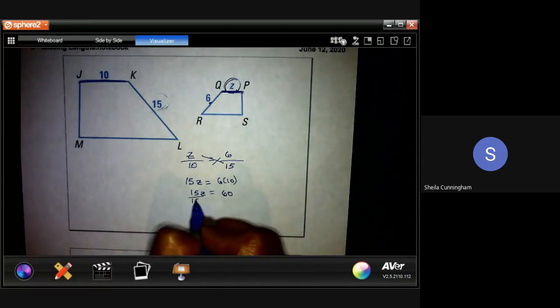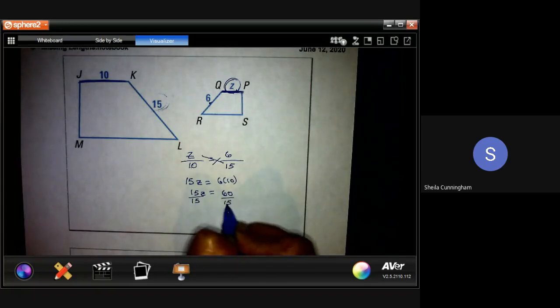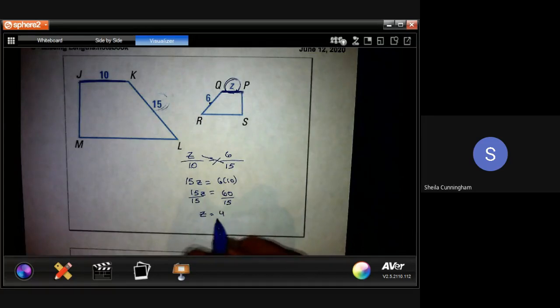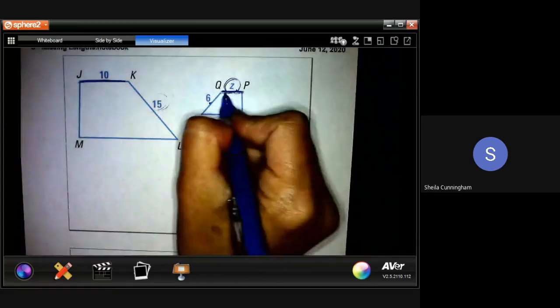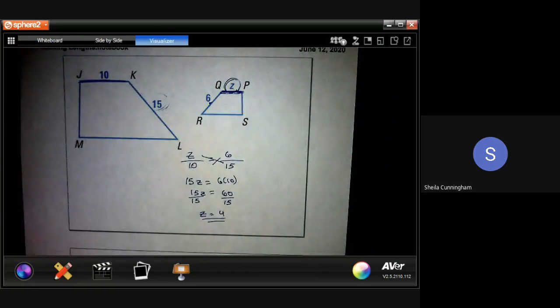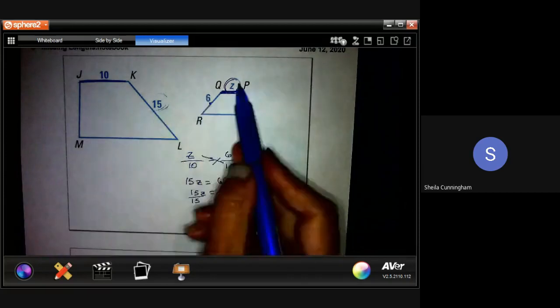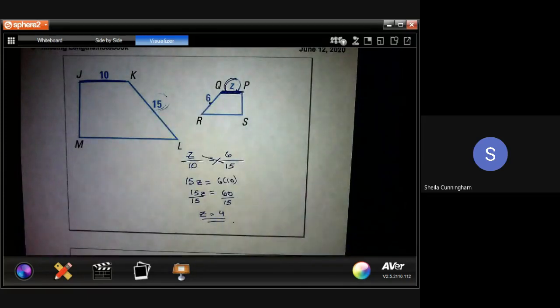And if I divide both sides by 15, I find out that Z is equal to 4. So that missing piece up here, the side length, is actually equivalent to 4. Again, no units of measure, so I don't have to include the units of measure.